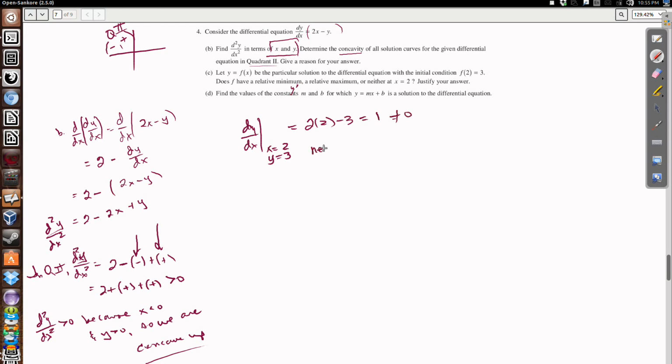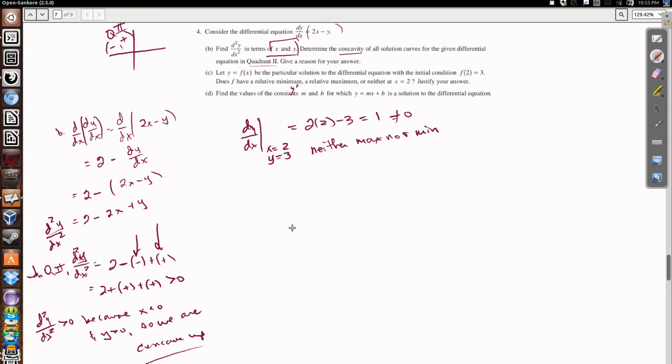So we're neither a max nor a min, because the derivative isn't a horizontal tangent line and it's not undefined. So because the derivative is equal to 1, which is not 0, we're neither a max or a min.